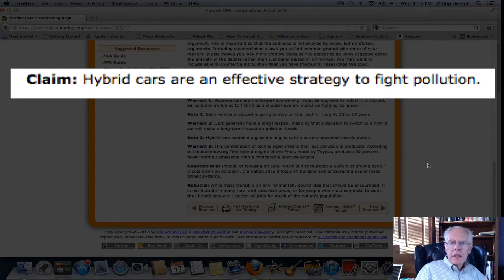Okay, let's talk about the claim a little more effectively. Here's an example of a claim or a thesis statement: hybrid cars are an effective strategy to fight pollution. Okay. One of the things we learn in talking about a thesis statement is that it must be debatable. It must be something that reasonable people could disagree on. So this is stated in that way. That's our claim. Okay, so we're going to run through this method in relation to considering this idea that hybrid cars are an effective strategy to fight pollution.